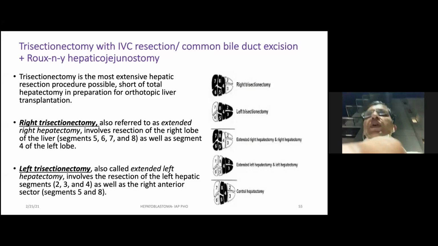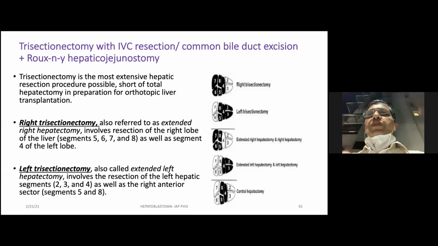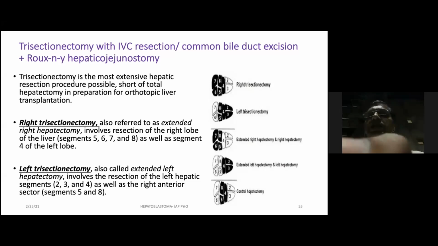trisectionectomy. When we are doing a trisectionectomy, we have to keep in mind that if this is not fit for the survival of the child, then you have to go for hepatic transplant. So hepatic transplant is a very close option when we are doing a trisectionectomy if you are not leaving an adequate part of the liver. So that part we have to keep in mind. Next slide, please.